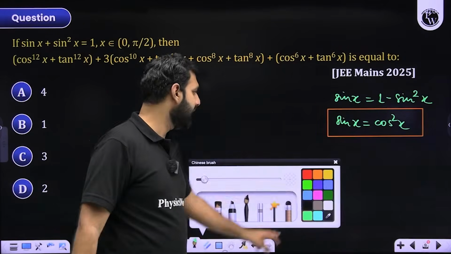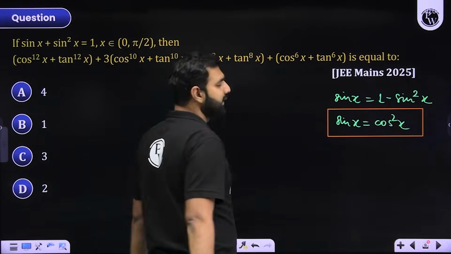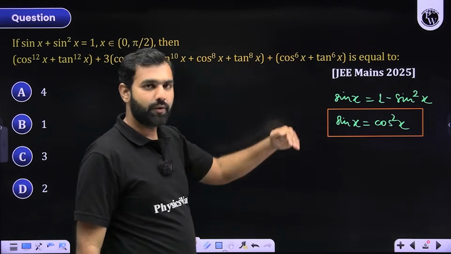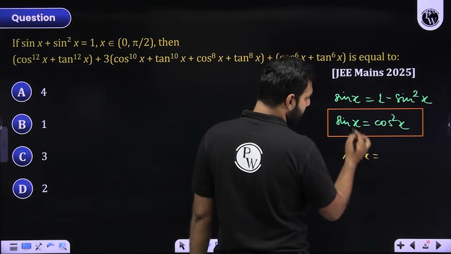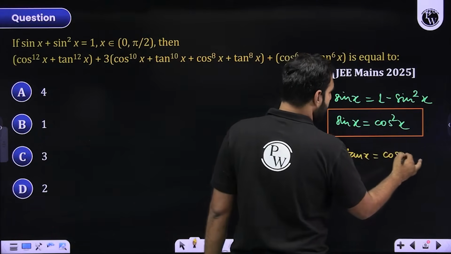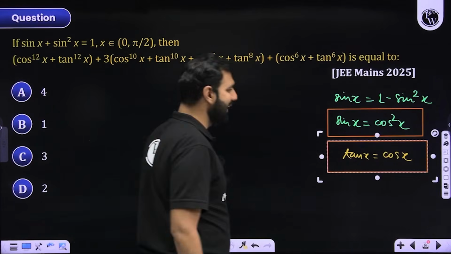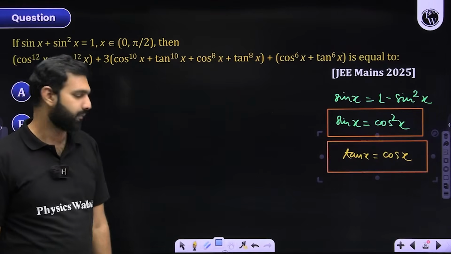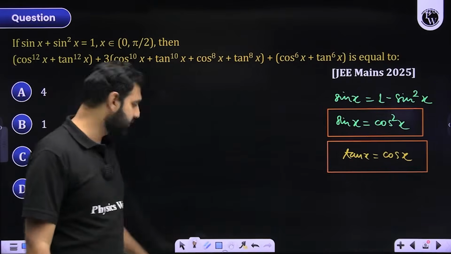Along with this, can I draw one more conclusion that if I take cos x here in the denominator, so sin x upon cos x will become tan x. So one more result we are able to create from here, that tan x is equal to cos x. So we have received two results. Sin x is equal to cos square x and tan x is equal to cos x. Right. Now, let's see how we can utilize these results in this question.